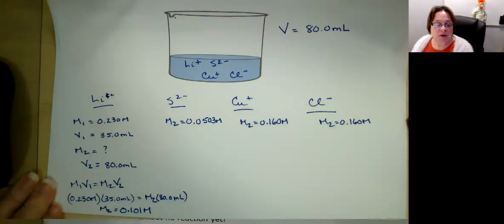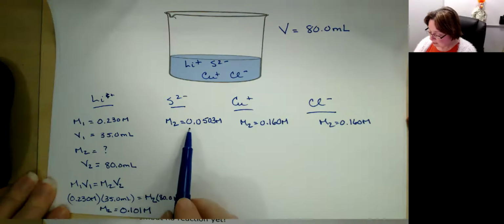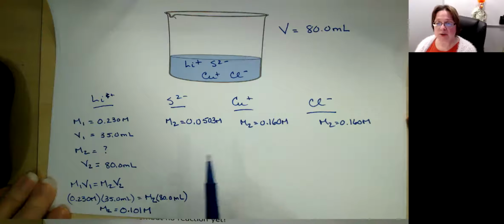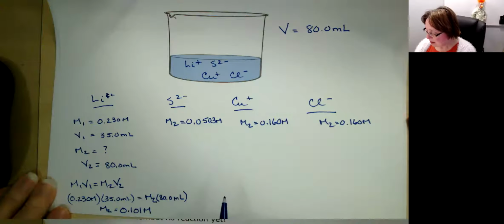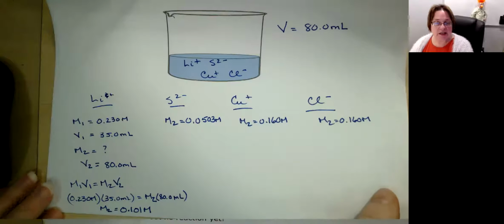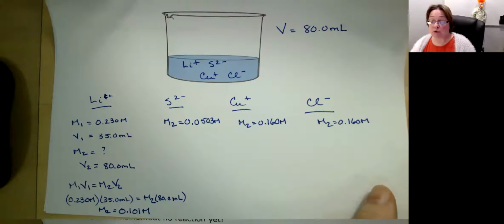Okay, so if you've got everything worked out, we should have that, again, the molarity after dilution for the lithium ion is 0.101 moles per liter. For the sulfide ion, it's been diluted from its original value to 0.0503 moles per liter. And the copper and the chlorine were the same, and they've both been diluted to 0.160 moles per liter. Okay, so we'll keep those values in mind because now we can move forward with this as, again, like I said, our new starting point for our ions.